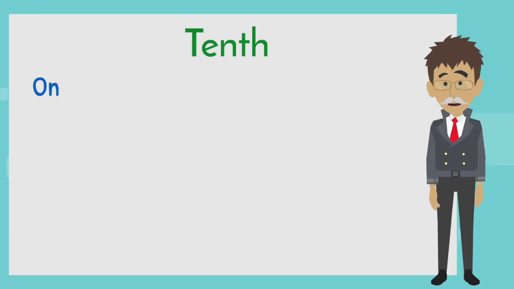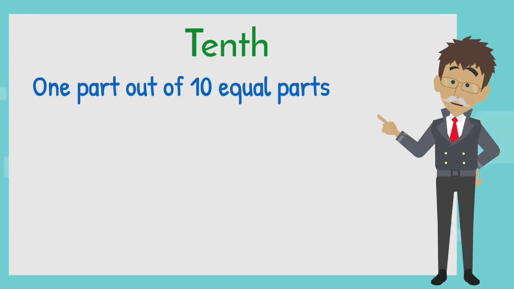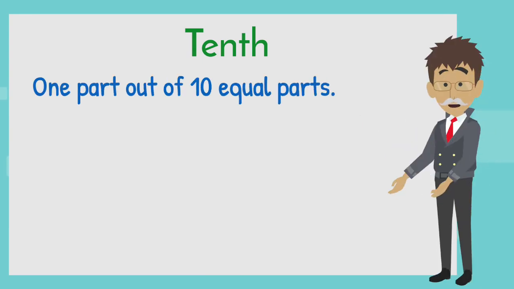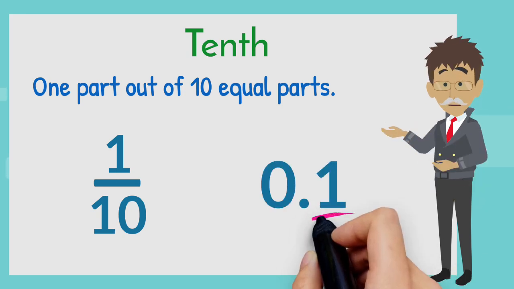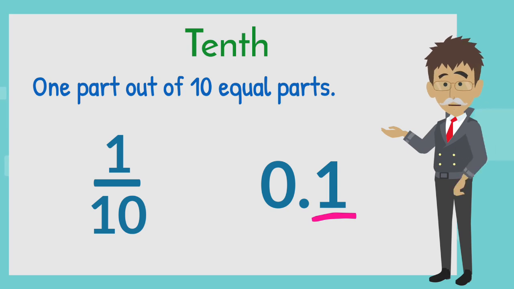Tenth. One part out of 10 equal parts. As a fraction, it can be written as 1/10 and as a decimal as 0.1. The tenths place is the first digit to the right of the decimal point.